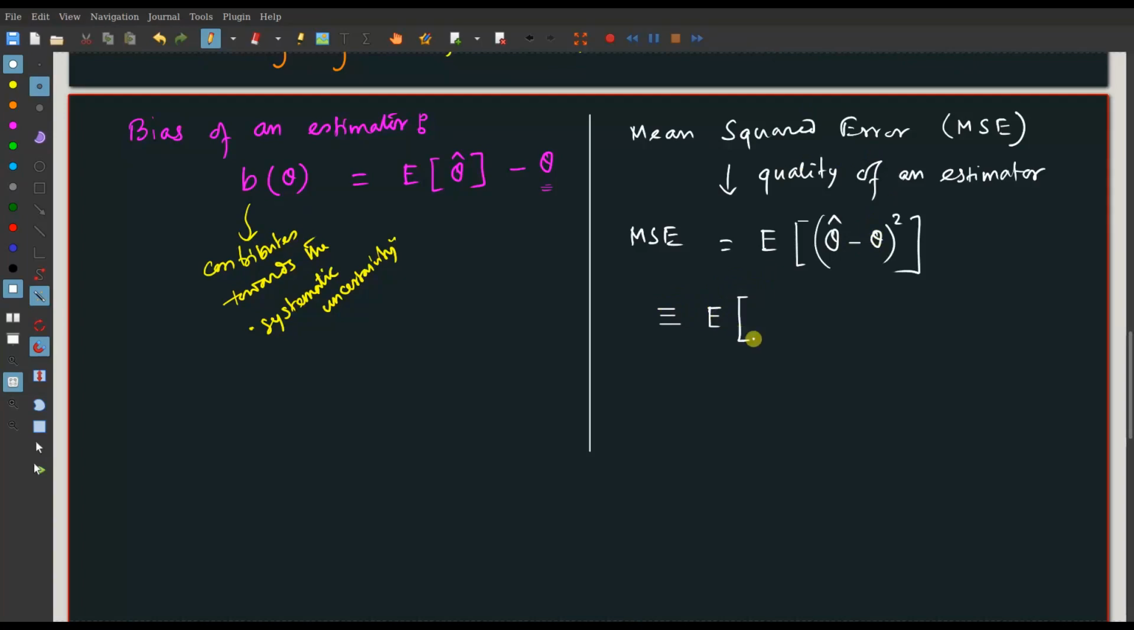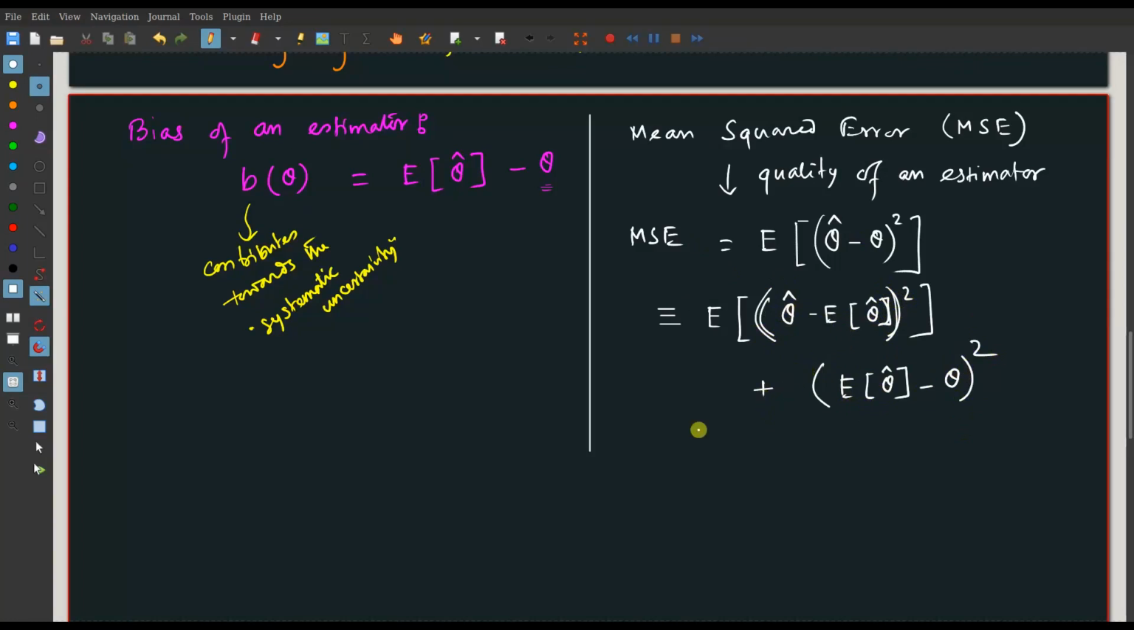So expectation value of theta hat minus expectation value of theta hat, this whole square, plus the expectation value of theta hat minus theta, this whole square. Notice here that the expectation value is inside, and here the expectation value is outside, so first you take the square and then you take the expectation value. So pay particular attention to the brackets, and you should check this actually.